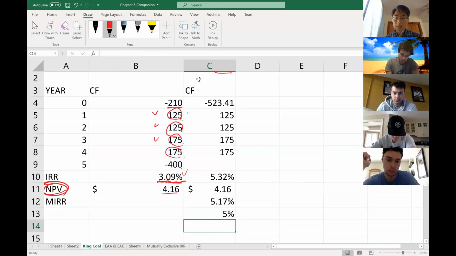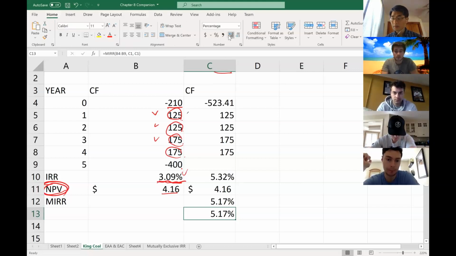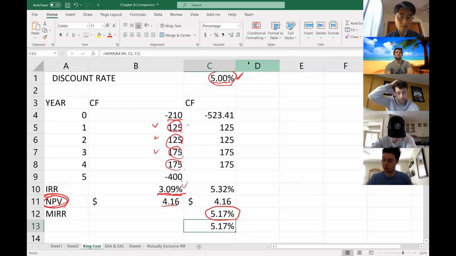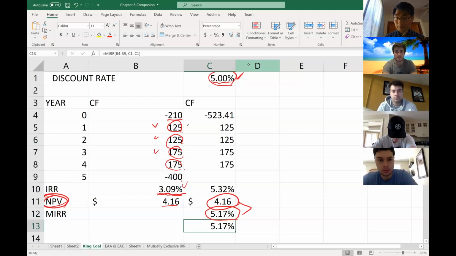Right. Then when you press enter, you will see that now we have a different value from the original internal rate of return. And you can see that this is actually more consistent with the net present value, right? So according to the modified internal rate of return, the annual rate of return is 5.17%, which is greater than the discount rate of 5%. So according to the modified internal rate of return, this is a good project. The rate of return from this project is greater than the opportunity cost. And also, according to the net present value is a positive, which means that this is a good project. So now these two agree. Okay, so that's one way of solving this problem.